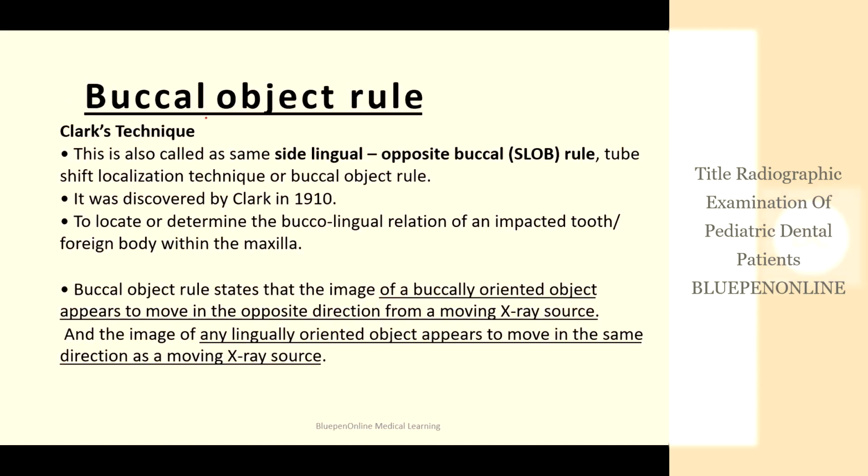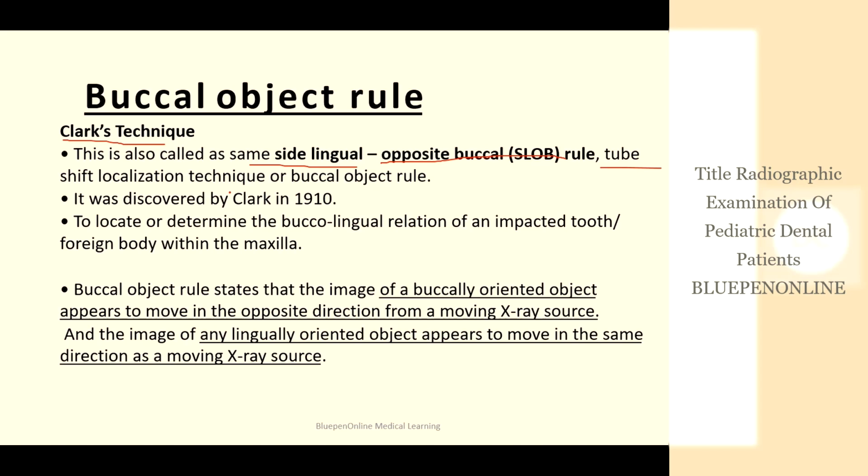So one of the localization technique is called as buccal object rule, also called as Clark's technique, and some people also call it as side slope rule, that is same side lingual, opposite buccal. And other words used are tube shift localization technique. Then some people even call it as right angle technique. So remember Clark's technique, buccal object rule, slope rule, tube shift localization technique, and right angle technique.